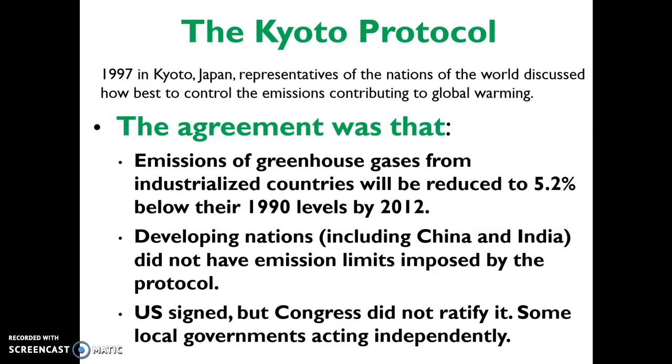So at the time, the U.S. representatives signed the Kyoto Protocol, but Congress never ratified it. And some of the reasons for not ratifying it was because it exempted the developing nations. Despite that, there are many local and state governments that did act independently, including the state of Massachusetts, which has come up with its own goals.